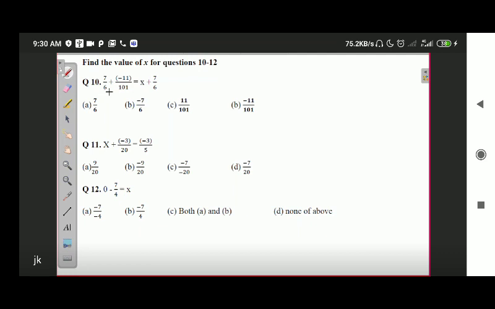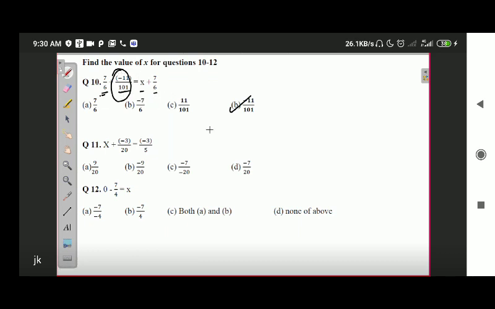It is the application of the commutative property. A and B are being added, so B and A should result in the same answer. So the answer is going to be minus 11 upon 101. Okay, that was the missing term. We are just comparing LHS and RHS. In both LHS and RHS, 7 by 6 is present. But in LHS, in place of x, there is minus 11 upon 101. So we just replace it.